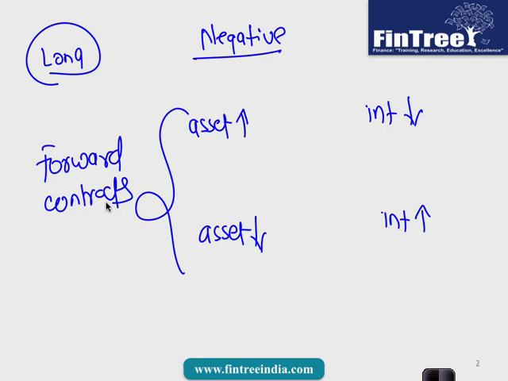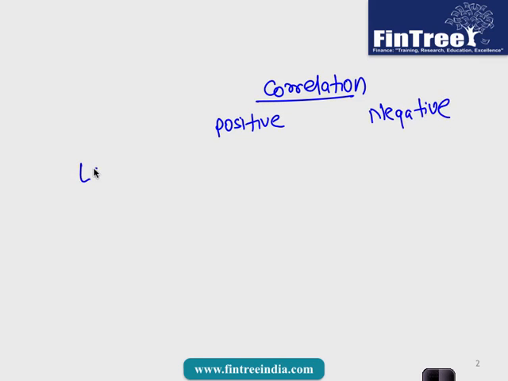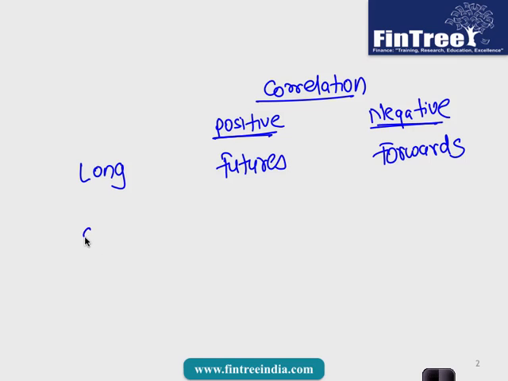Are we fine? But for a short position it is exactly opposite. So we can summarize this by building a table. So this is now correlation, positive and negative. If an investor wants to take a long position, and if the correlation is positive, he will have a preference for futures. If the correlation is negative, he will have a preference for forwards. If he wants to take a short position, and the correlation is positive, he will have a preference for forwards. If it is negative, he will have a preference for futures.